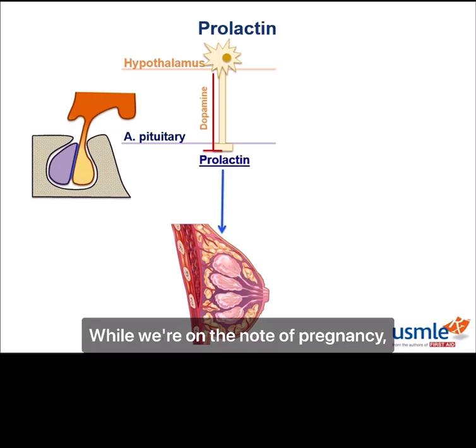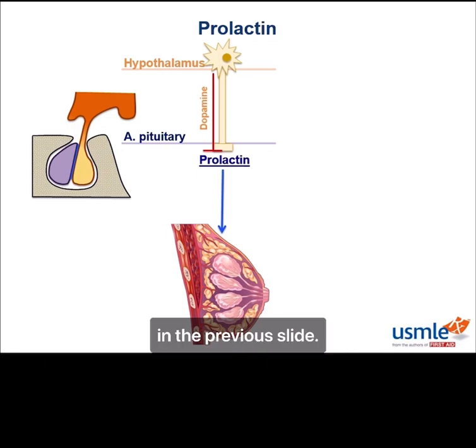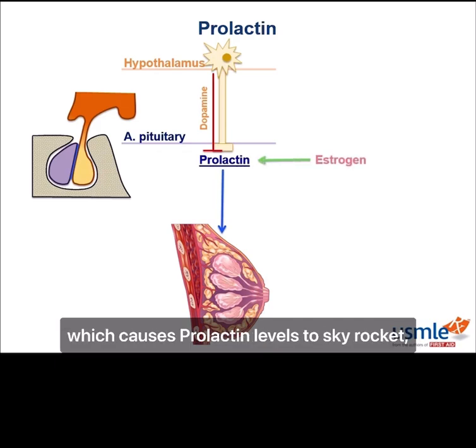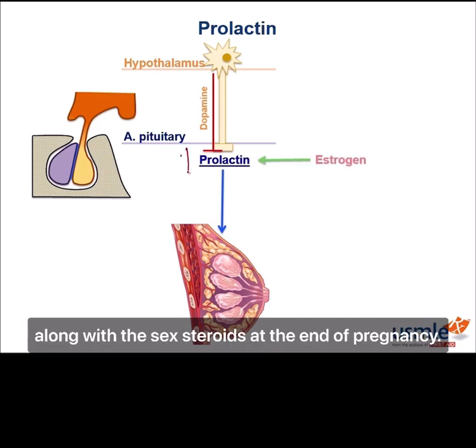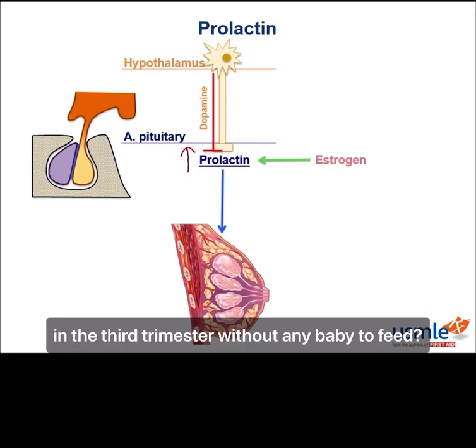While we're on the note of pregnancy, let me talk quickly about the complex way in which prolactin and the gonadal axis interact, because it gets a bit weirder than I described in the previous slide. Estrogen stimulates the pituitary lactotrophs, which causes prolactin levels to skyrocket, along with the sex steroids at the end of pregnancy. So what prevents mom from milking all over the place in the third trimester without any baby to feed?